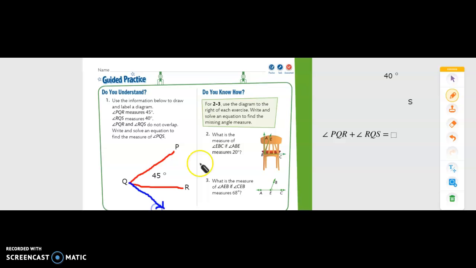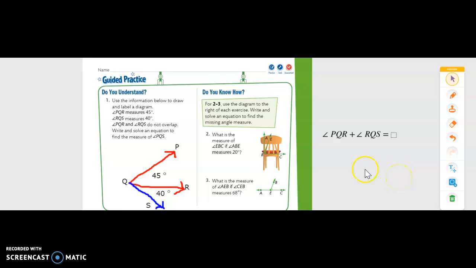These should have the little arrows. Let me go back and fix these. Alright, let me come in here and label this. So now we've got angle R and angle Q and S. And that one is 40 degrees.